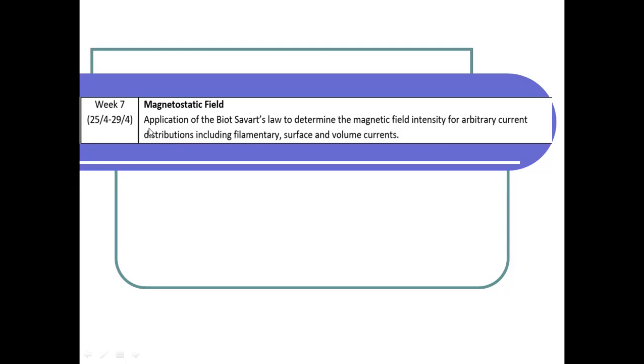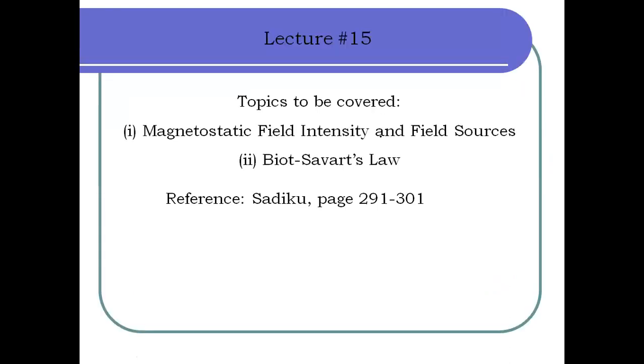We're going to see the application of the Biot Savart law to determine the magnetic field intensity for arbitrary current distributions, including filamentary, surface, and volume currents. Which means that we're going to see how we can calculate the magnetic field intensity by using the Biot Savart law produced by this particular source of field, which includes the filamentary, surface, and volume currents. So this will be the topics to be learned for lecture 15.